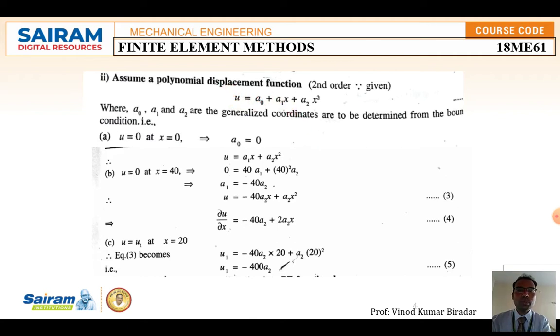u is equal to a0 plus a1x plus a2x square. For third order you would need one more quantity here, so for second order you only have to stop here. You have to assume this equation. So what is the next condition? What is the next step?